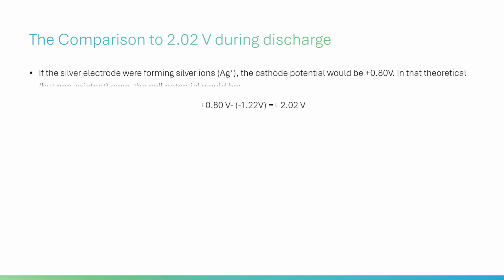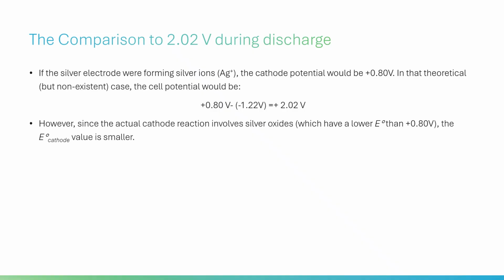If the silver electrode were forming silver ions, the cathode potential would be +0.80 V. In that theoretical, but non-existent, case, the cell potential would be 2.02 V. However, since the actual cathode reaction involves silver oxides, which have a lower E than +0.80 V, the E of the cathode value is smaller. Yes, the standard cell potential is lower than 2.02 V during discharging.